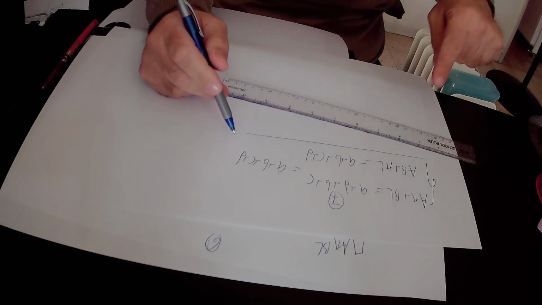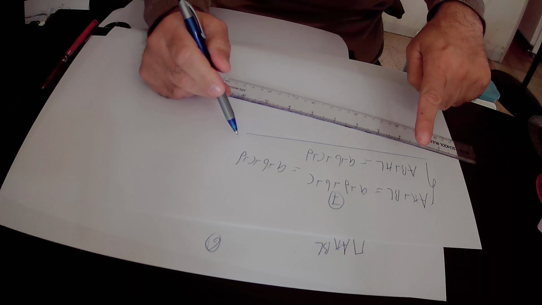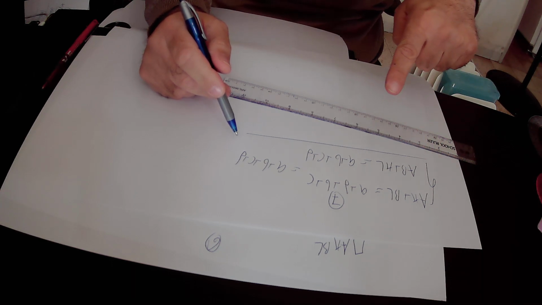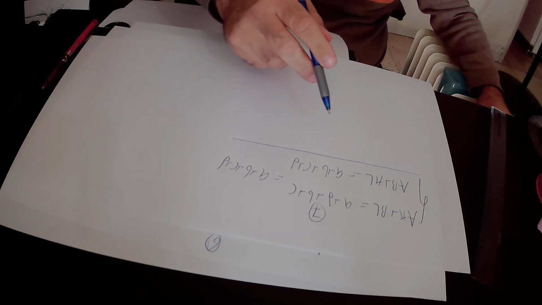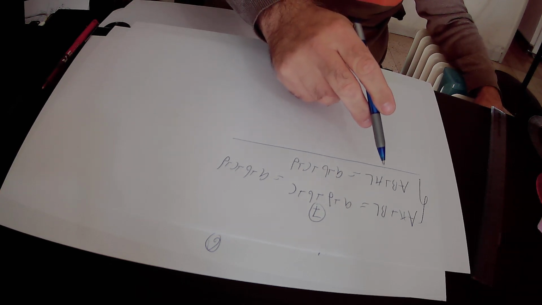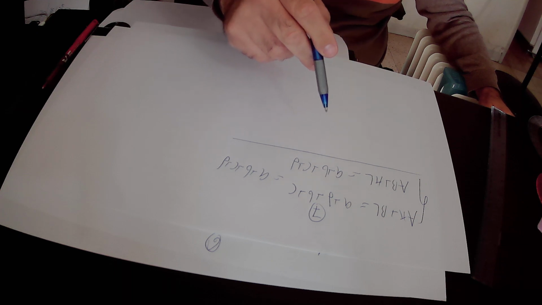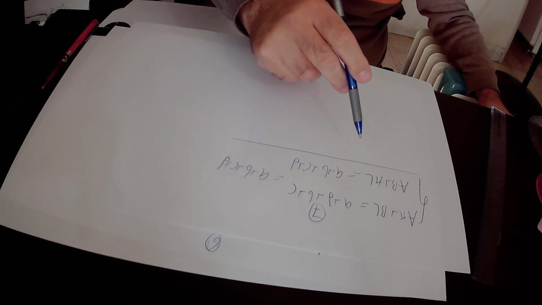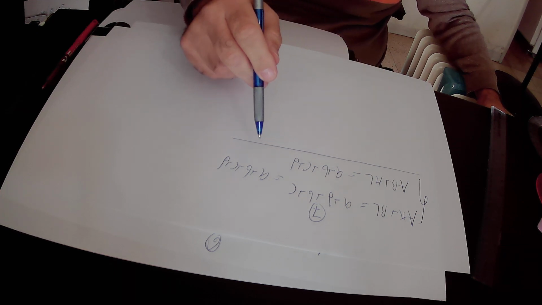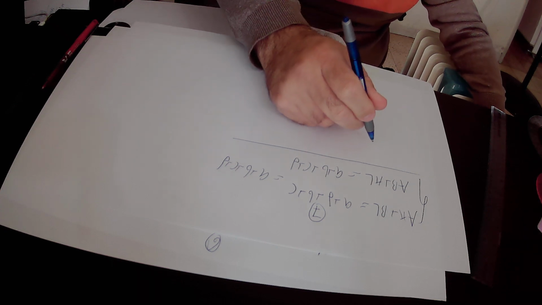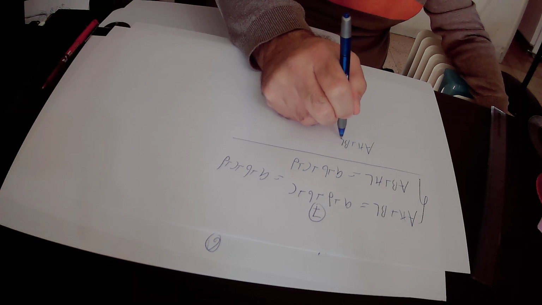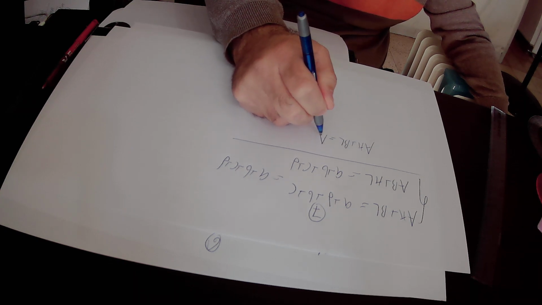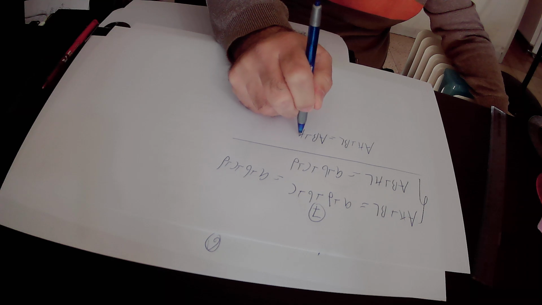Therefore, we conclude that AK plus BL equals AB plus KL. Those two, AK plus BL equals AB plus KL, because both of them are equal to A plus B plus C plus D. So we can write down that AK plus BL equals AB plus KL.